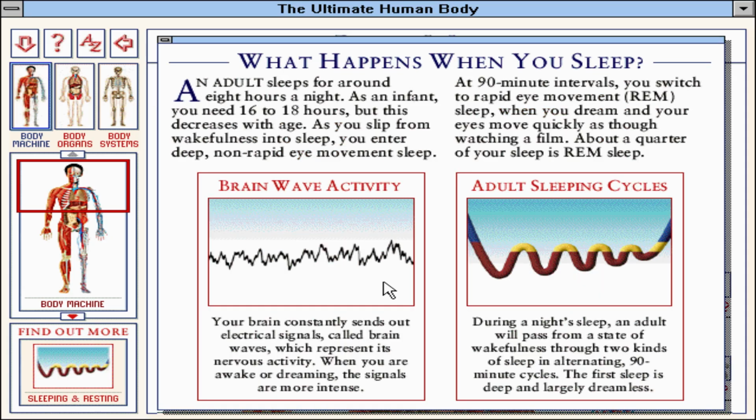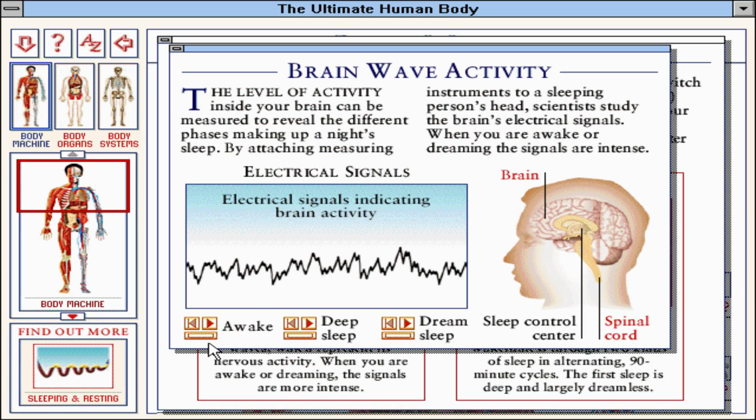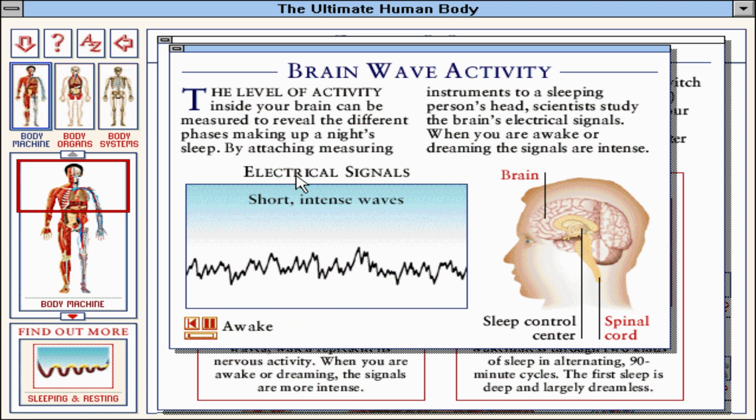What happens when you sleep? Brainwave activity. When you are awake, your brain is extremely active, controlling your body and its actions. Your heart rate, blood pressure, and rate of energy usage are at regular levels, and this is reflected by intense electrical signals called brain waves.